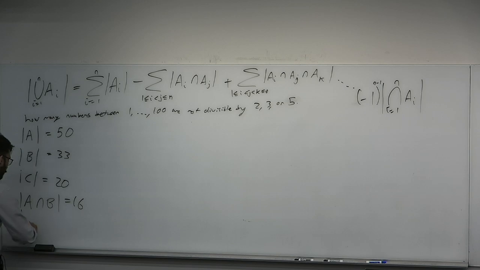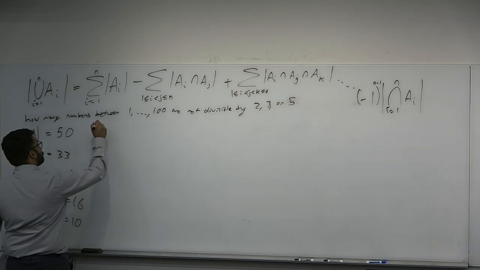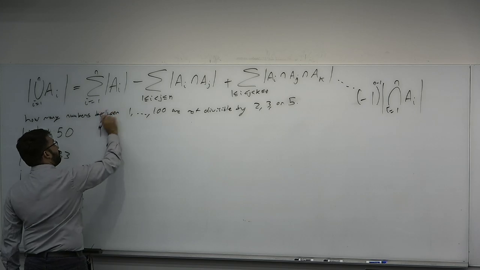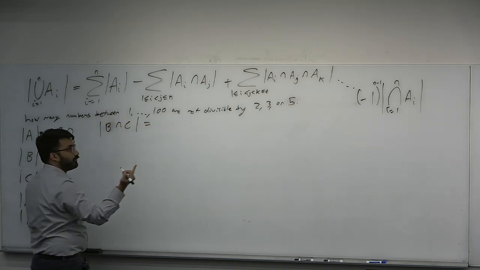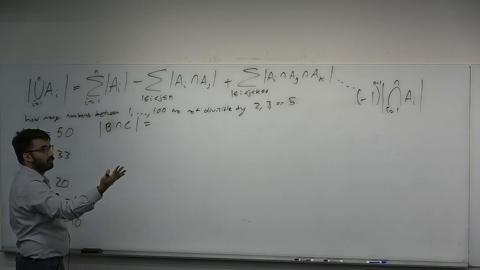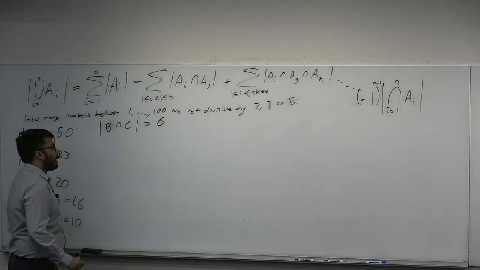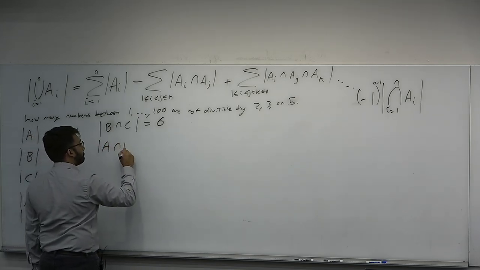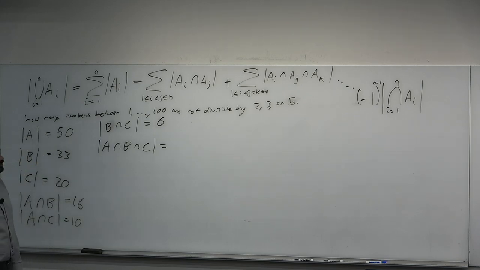Wow. Okay. How many numbers are divisible by 2 times 5? How many numbers between 1 through 100 are divisible by 10? How many numbers between 1 through 100 are divisible by 15? 15, 30, 45, 60, 75, 90. That's it. Okay. How many numbers are divisible by all? What are they? So that's 2 times 3 times 5 is 30. So we have 30, 60, 90.